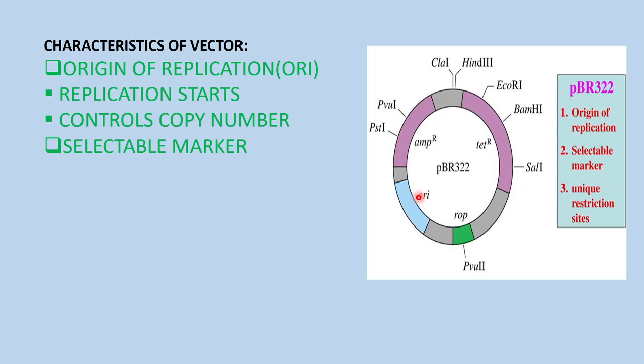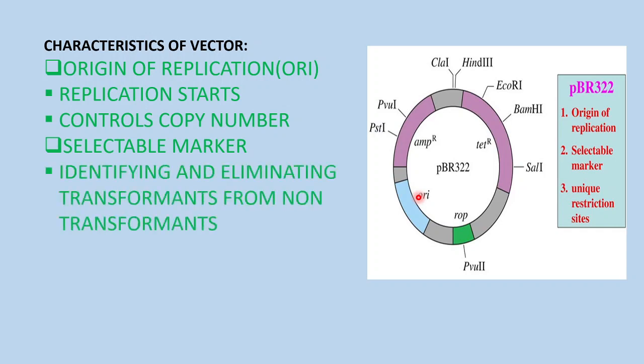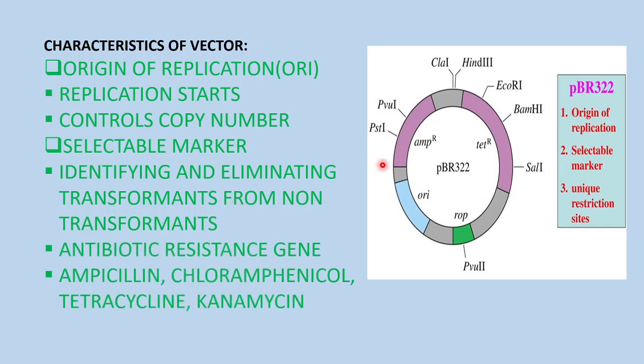Second characteristic is the presence of a selectable marker. A selectable marker is something which will help in identifying the cells which have taken up the new DNA and the ones which have not. The ones which have taken up the new plasmid are known as transformants, and those which have not are called non-transformants. So it will help in identifying which are transformants and which are non-transformants. Now, what is used as the marker? They are mainly antibiotic resistance genes.